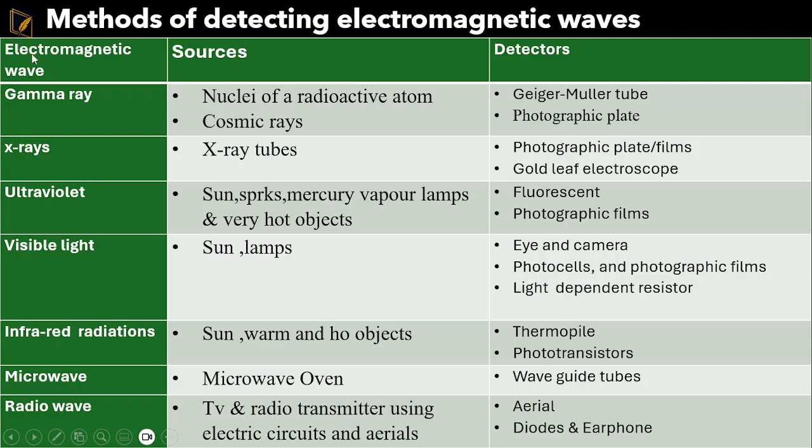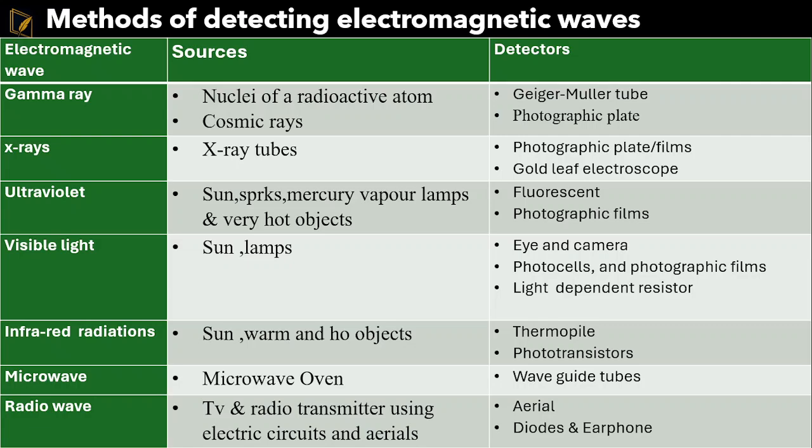First, we start with gamma rays. What are the sources? The nuclei of a radioactive atom, and even cosmic rays. What is the detector of a gamma ray? We have the Geiger-Muller tube and photographic plates. We have the X-rays. What are their sources? We have the X-ray tubes. How can we detect X-rays? We can use photographic plates or films and even the gold leaf electroscope.